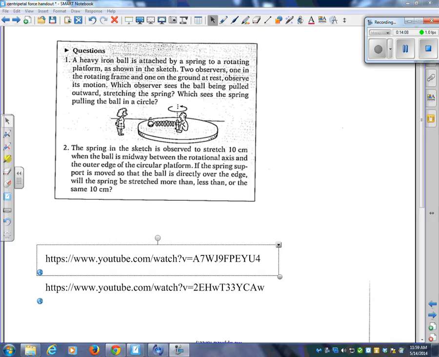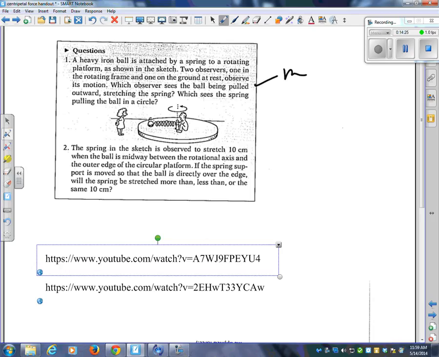The guy at the bottom on the rotating thing will see it go out. Does he see it being pulled outward? Yeah, he'll see it pulled out. Exactly, the man is the first one. Which observer sees the ball being pulled outward?